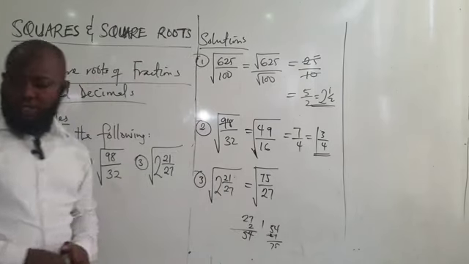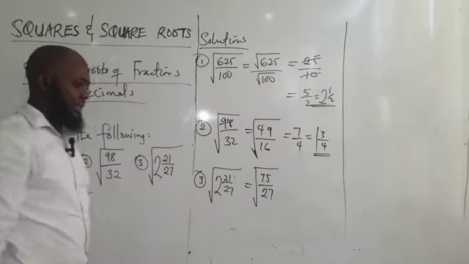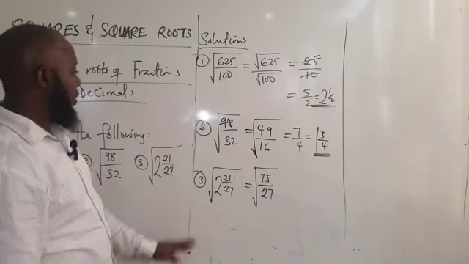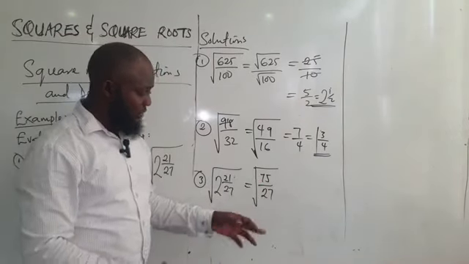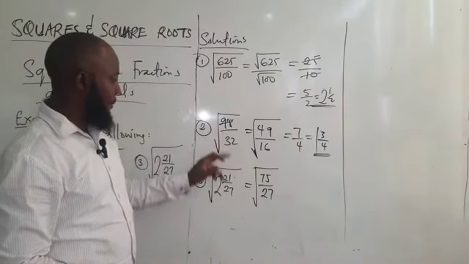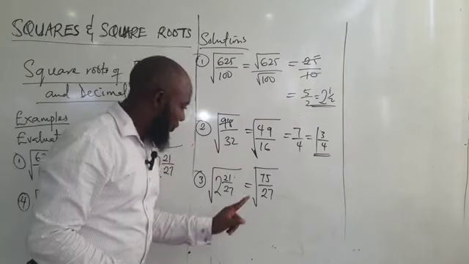Now, look at this stage again. 75 is not a perfect square. How are you going to do this? This is not possible. It is possible. Just calm down. So what you expect to do here is that 75 is not a perfect square, and 27 is also not perfect, just like the case of this number 2 here. So you are going to do the same thing. Look for a number that can divide both of them.